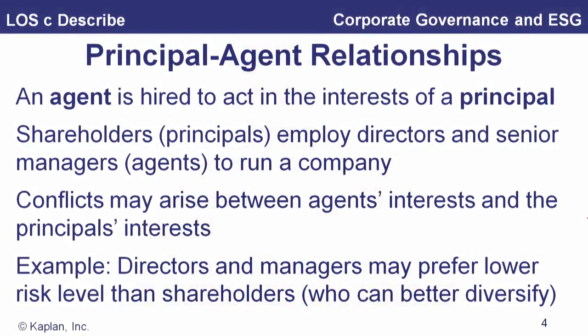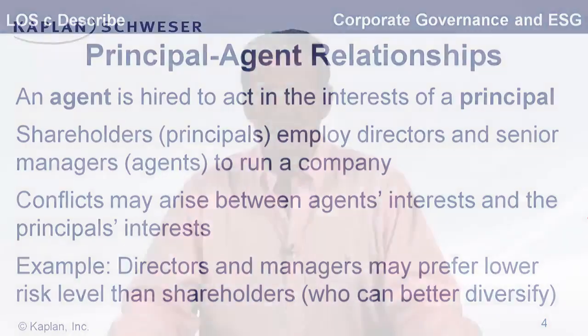And there may be a conflict between the interests of this group, directors and senior managers, and the owners of the firm. And one example of that is that the directors and managers may prefer lower risk because they have so much of their wealth and value tied up in their jobs in the firm. They may also hold stock and stock options in the firm. So since they can't diversify this risk away, they may choose a lower risk profile than the owners of the firm, who may own shares in that firm in the context of a well-diversified portfolio. So they would prefer more risk. So there's a little conflict there. Their interests just aren't aligned.